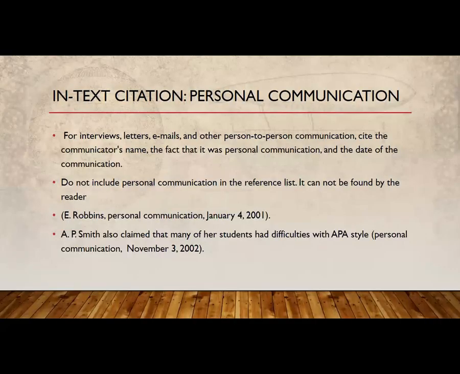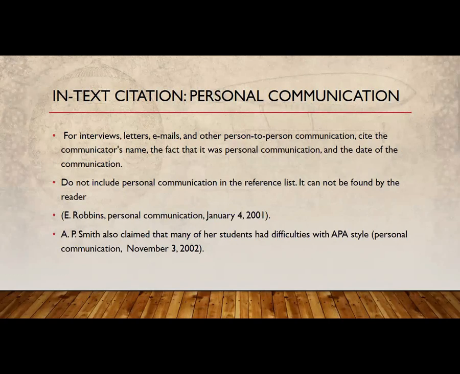So when you do personal communications, which includes interviews, letters, emails, other person-to-person communication, you cite the communicator's name, the fact that it was a personal communication, and the date of communication. You do not include this information in your reference list, mainly because it cannot be found by the reader, because it's not cited, it's not in a database, it's not on the internet most of the time. So we have two examples.